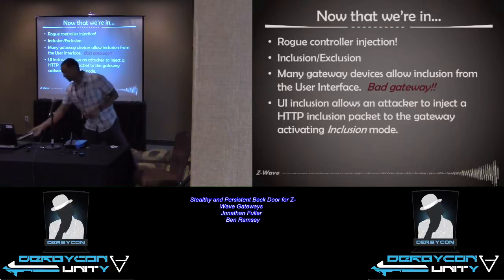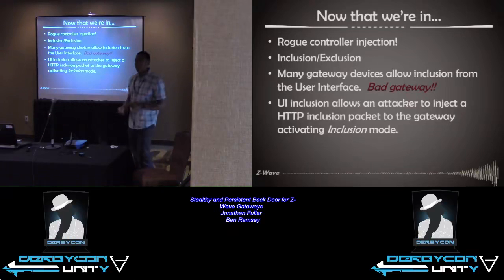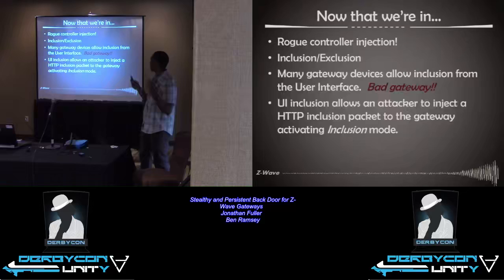With gateway devices, like the Raspberry Pi, they allow inclusion and exclusion from the user interface. You don't need physical access to the controller. Therefore, you can inject a rogue controller from outside the home, and this was tested up to 21 meters outside a home. If you get access to the wireless local area network, it's possible to inject a rogue controller into the network, maintaining access to the Z-Wave devices. So this one feature of UI inclusion creates serious implications.